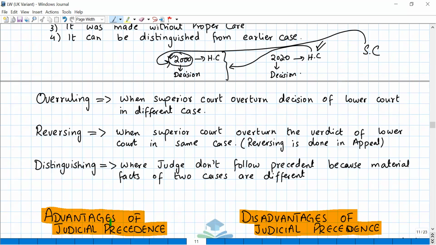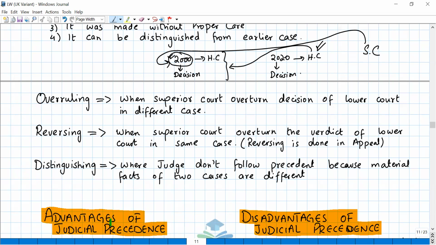But if the decision is overturned in the same case, it is known as reversing. For example, a decision was made by the High Court judge, and an appeal was made in the Court of Appeal or Supreme Court, and the Court of Appeal or Supreme Court overturned the decision. So that is reversing. Reversing is done in the appeal scenario. So that is the difference between overruling and reversing. Clear?